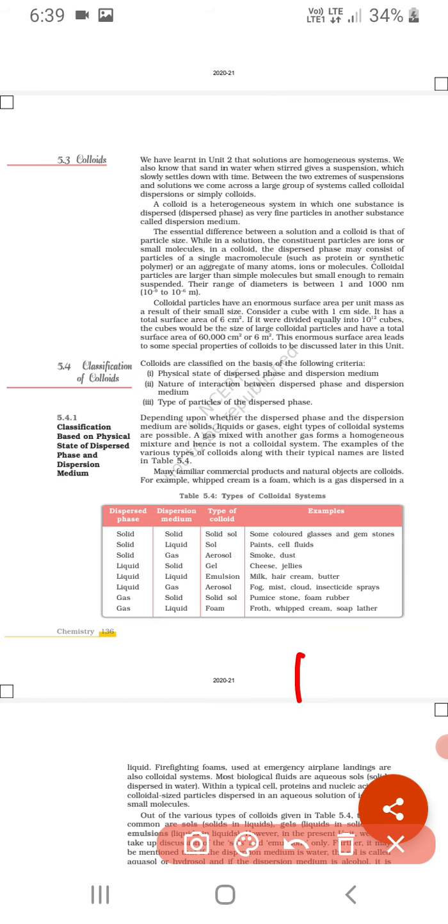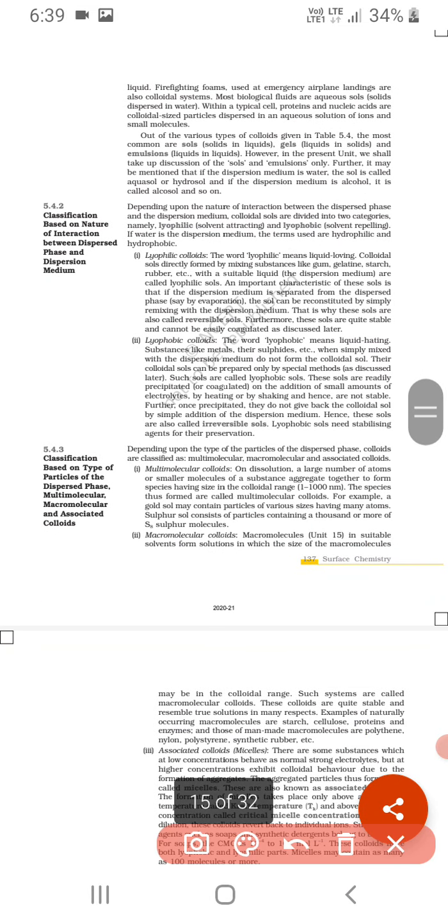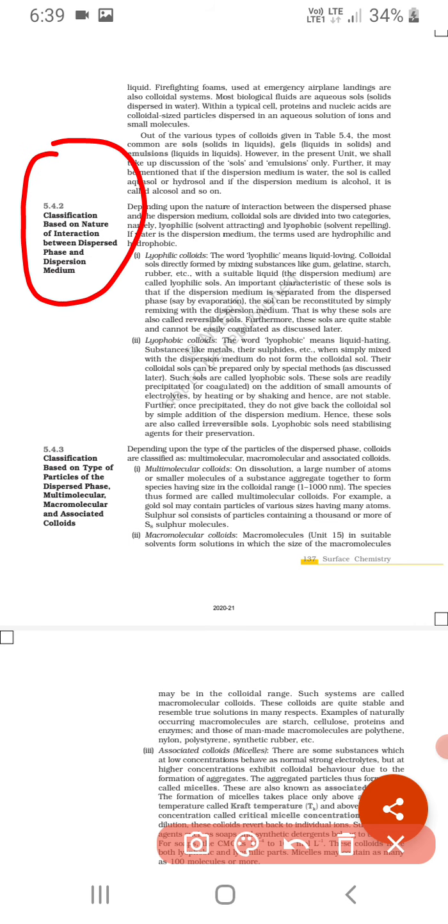So, next we move on to another classification of colloids, that is, classification based on the nature of interaction between dispersed phase and dispersion medium. We have to study what type of interaction is present between the dispersed phase and dispersion medium. If we dissolve the dispersed phase into the dispersion medium and they form a colloidal solution, that means they have a particle size in the range of 1 to 1000 nanometer.